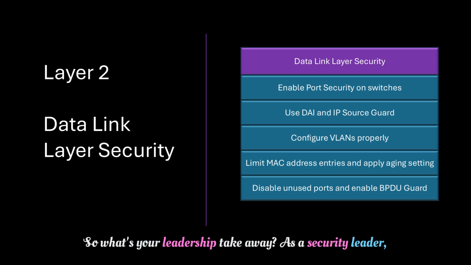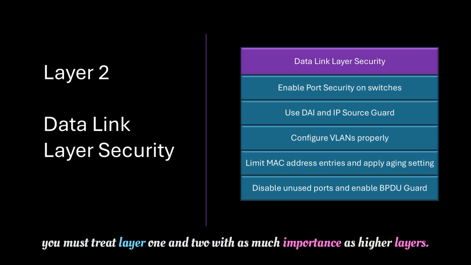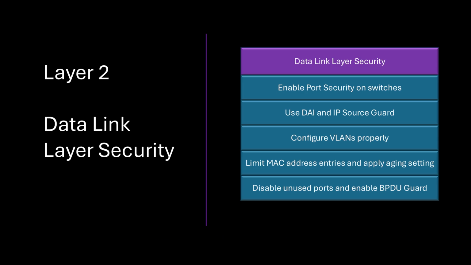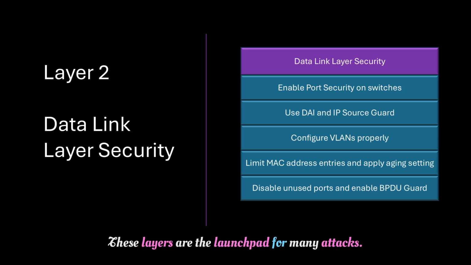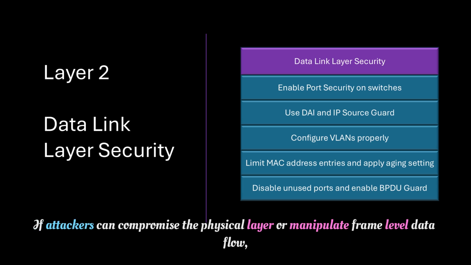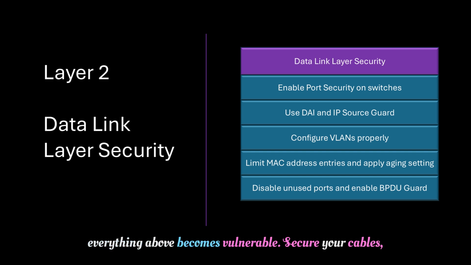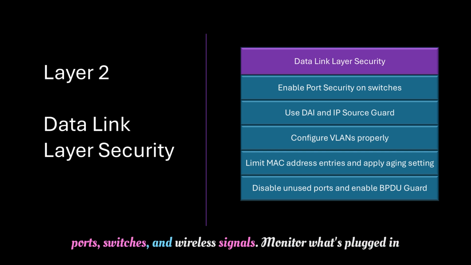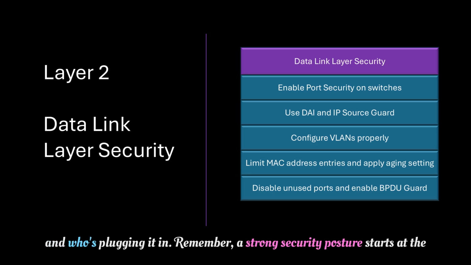As a security leader, you must treat Layer 1 and 2 with as much importance as higher layers. These layers are the launchpad for many attacks. If attackers can compromise the physical layer or manipulate frame-level data flow, everything above becomes vulnerable. Secure your cables, ports, switches, and wireless signals. Monitor what's plugged in and who's plugging it in. Remember, a strong security posture starts at the very bottom.